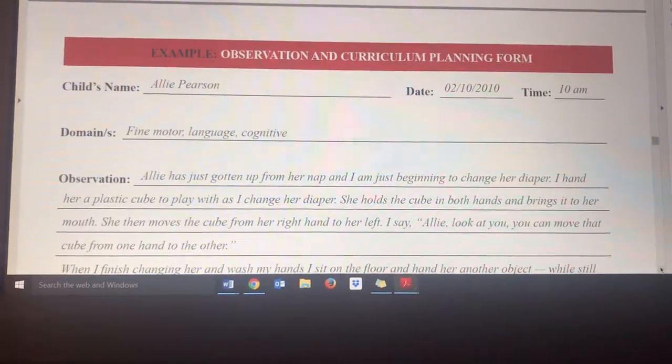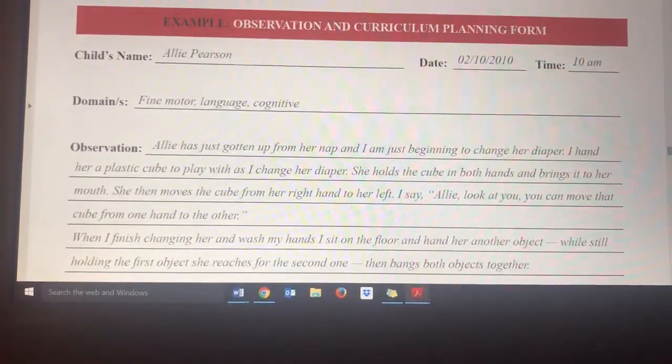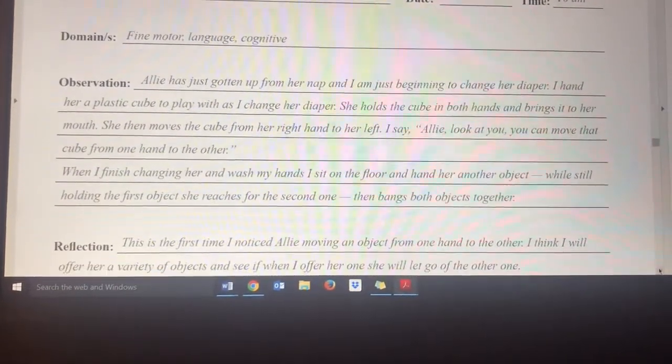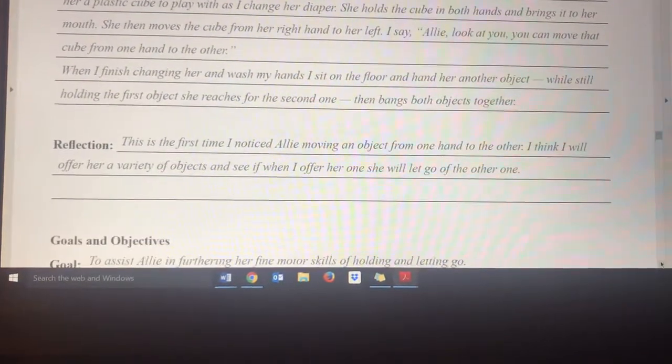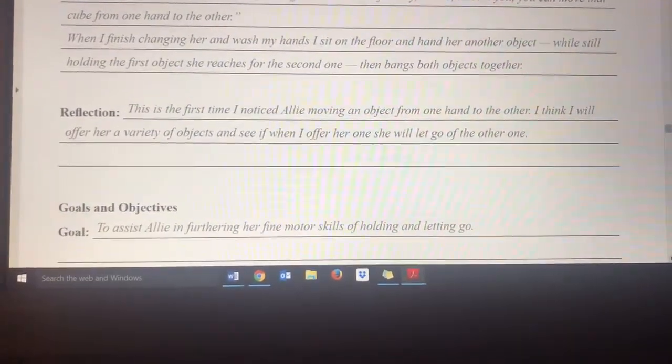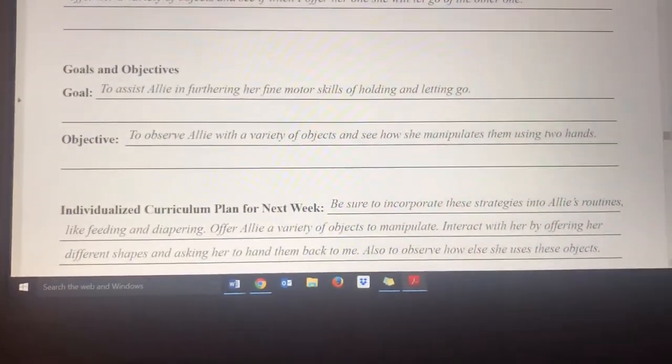So you just write that down. So write down some of your observations here. I'm going to highlight some of the things that you have noticed about your particular child. Then you're going to reflect on it, and so you can see this example that's included, and then you're going to work on goals and objectives.